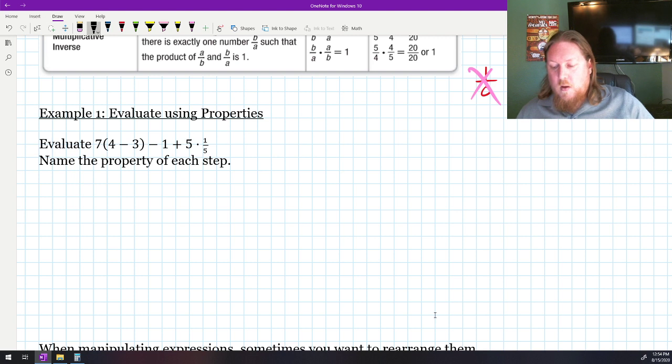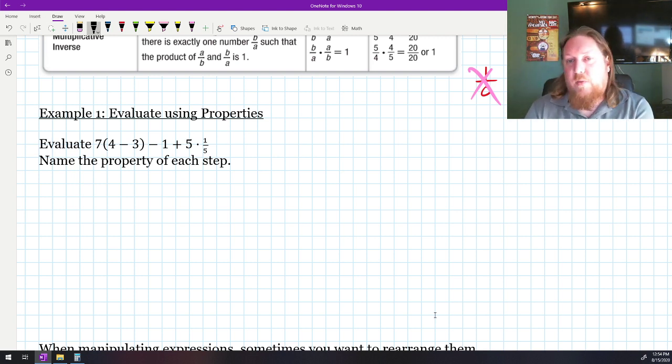Now, we're going to evaluate using the properties. And I've got a numeric expression, 7 times the quantity, that's how I tell you it's parentheses, 7 times the quantity 4 minus 3, minus 1 plus 5 times 1/5. Now all of those things together, there's no algebra in it at all. We're just going to be using order of operations to evaluate it.